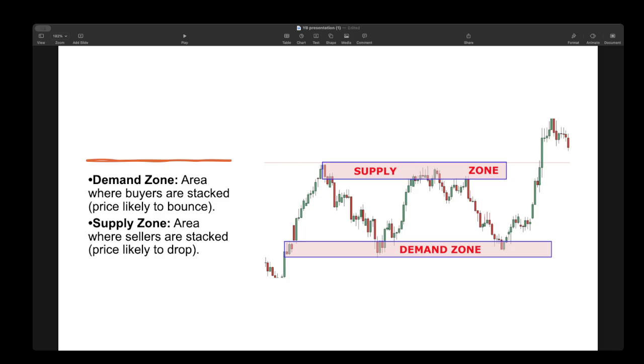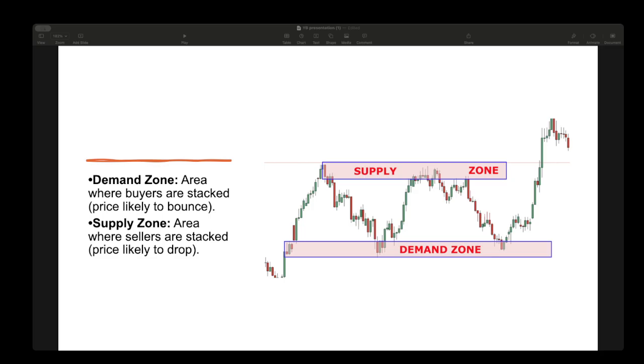Next up, we've got demand and supply. Now, demand and supply zones are basically the same thing as support and resistance. The only difference is that a demand zone is not specific to one price level, right? It's more so a range of demand, right, or a range of support. So instead of support being just at the level 100, there's demand from 98 to 102, right?